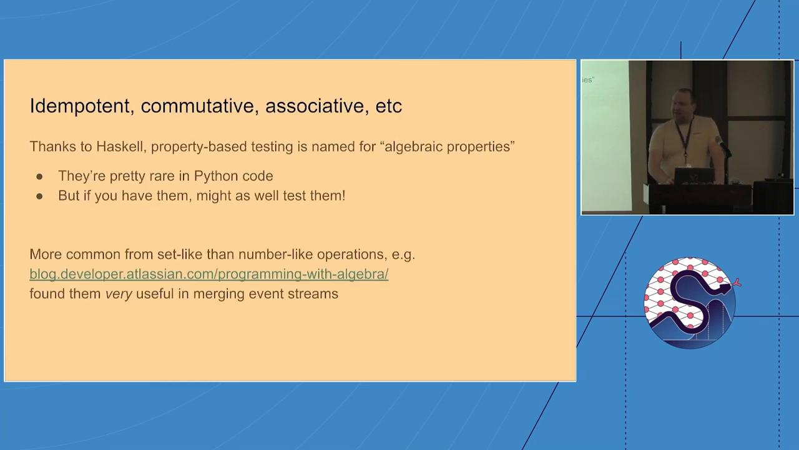All right, and you saw this briefly in the binary operators. There are a couple of what we think of as classic algebraic properties. Because property-based testing was invented in Haskell, that's why it's named property-based testing. That said, they're actually pretty rare in Python, so I don't tend to think about these ones much compared to just testing round trips and that my code doesn't crash.